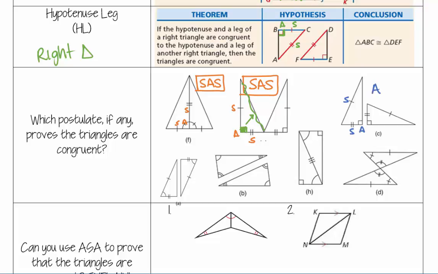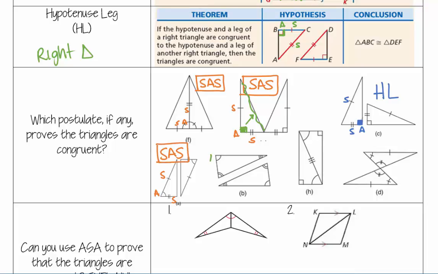Now this one, the next one, I have an angle, a side, and a side. So this spells ASS, but our A, our angle, is a right angle. So that means this is a special case, and the actual shortcut is hypotenuse leg. Okay, next one, we have a side, an angle, and a side. This is a popular one. SAS spells SAS. That is one of our shortcuts.